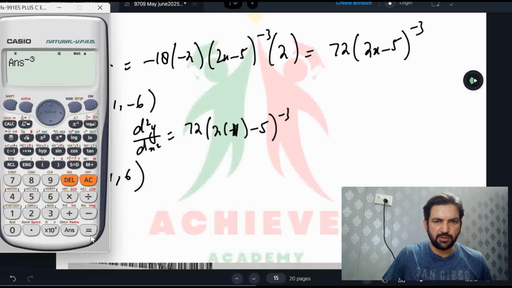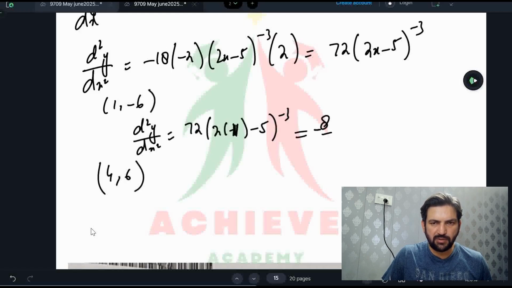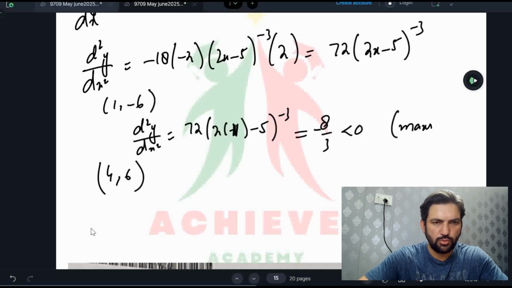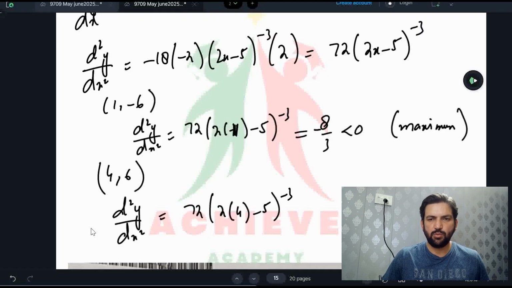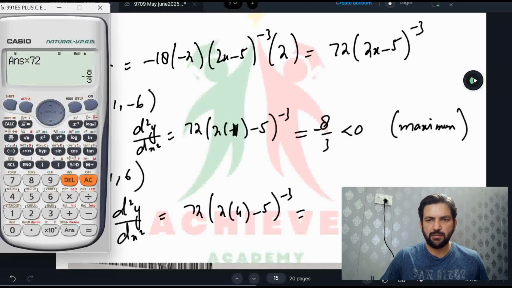Now let's put the other one in d square y by dx square. So this will be 72 into (2 into 4 minus 5) to the power minus 3, multiplied by 72. So the answer is again positive 8 by 3, which is greater than 0, which means this will be the minimum point. I hope that the concept is clear. Let's move to the next one, C part.